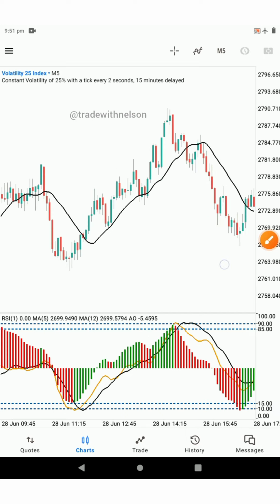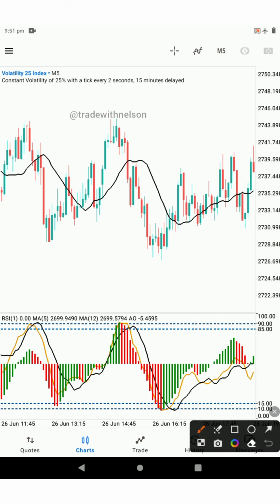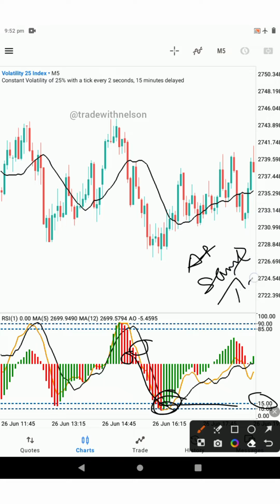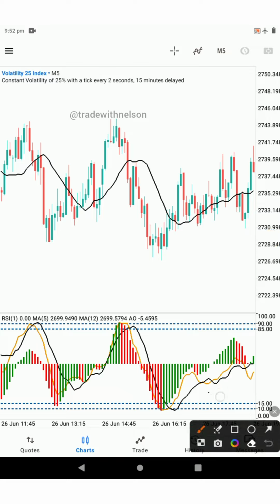So first thing you want to see if you want to buy market to the upside, you want to see this awesome oscillator and this moving average enters into the 15 and the 10 level at the same time. Listen to what I say, at same time. So if it did not enter at same time, the strategy will not work. So you can see right here, they both enters at the same time.